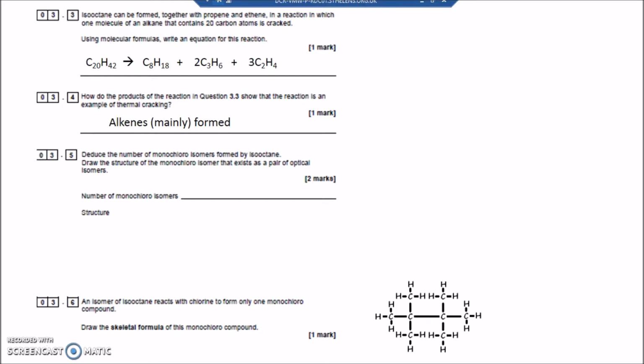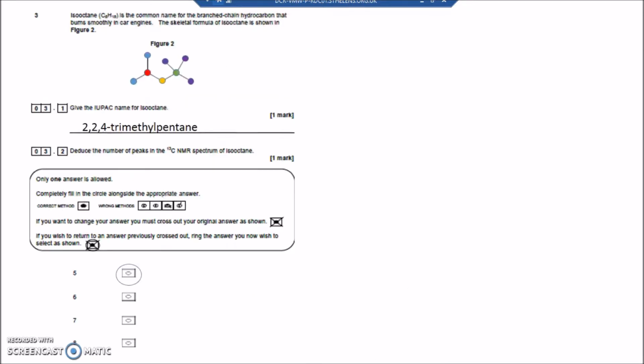So for the number of monochloroisomers of isooctane, I need to go back to isooctane and see what it looks like. So this is isooctane. I could have a Cl on those blue ones. A monochloroisomer means that a Cl has replaced an H. On that carbon there's 3 H's and I could replace 1. If I replace one on the other blue one, it's exactly the same. So there's 1 there. It could replace an H on that one or that one, and it makes the same chemical.